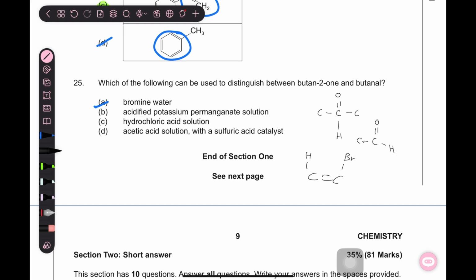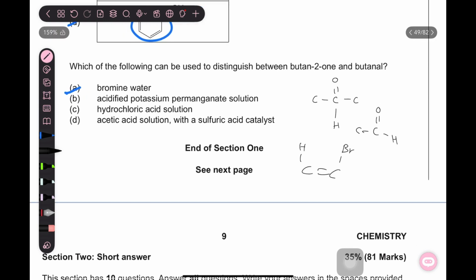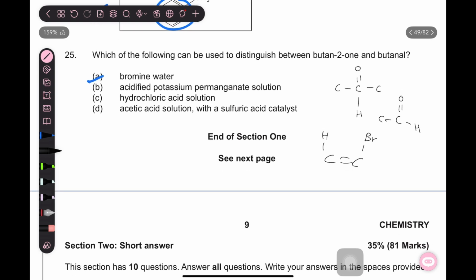Then the acidified potassium permanganate solution. Now, this is quite likely to be the correct answer, and this is because this test will differentiate between ketones and aldehydes. The reason being is that it will oxidize the aldehyde, so it'll oxidize butanal, which is this one here, because the hydrogen atom in the butanal attaches directly to the carbonyl atom, so it can easily become a carboxylic acid. So it can gain this oxygen here that I've just drawn to become a carboxylic acid.